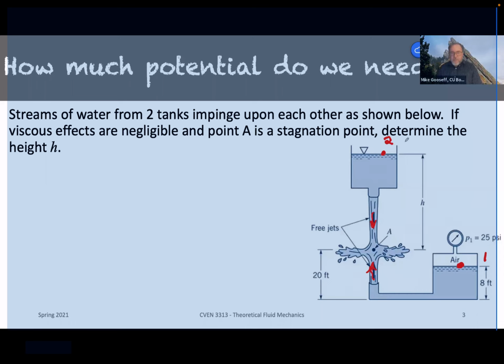On the other hand, at point number 1, we know that that's 8 feet from what we'll go ahead and call a datum here, Z equals 0 for this sort of floor position underneath all of this. And then we're noted that point A is a stagnation point. Okay, so of course that means that VA is equal to 0, and we know that ZA we are given is equal to 20 feet. Okay.